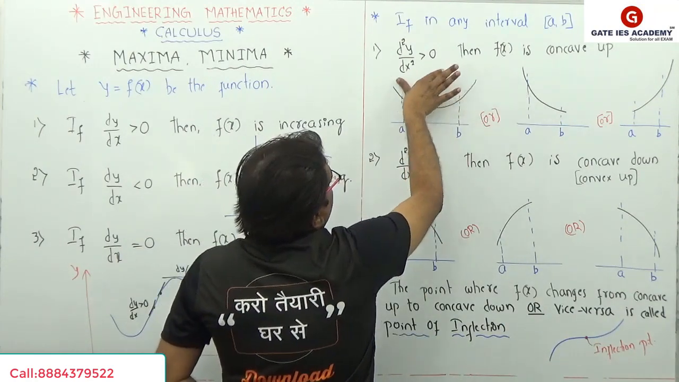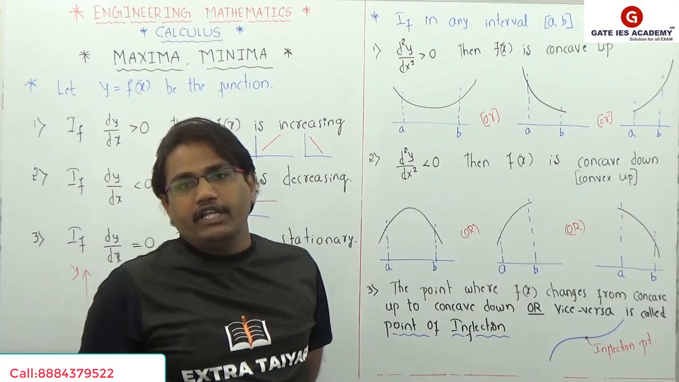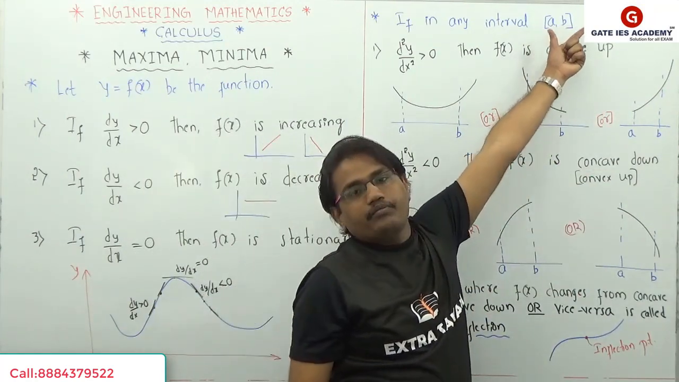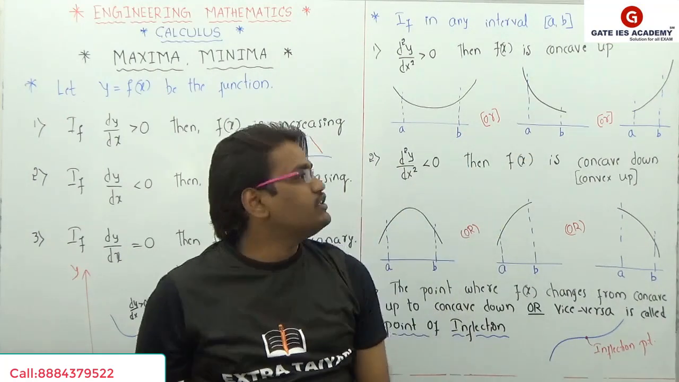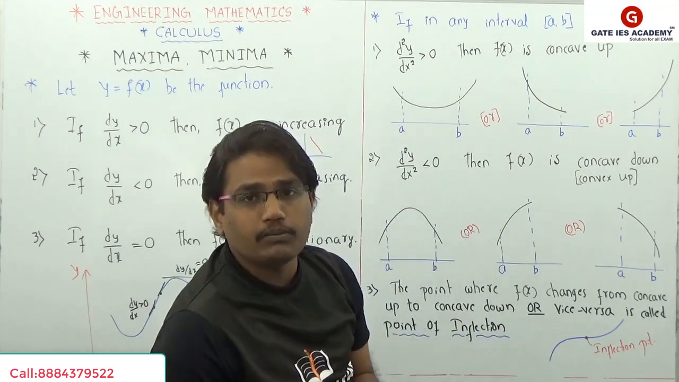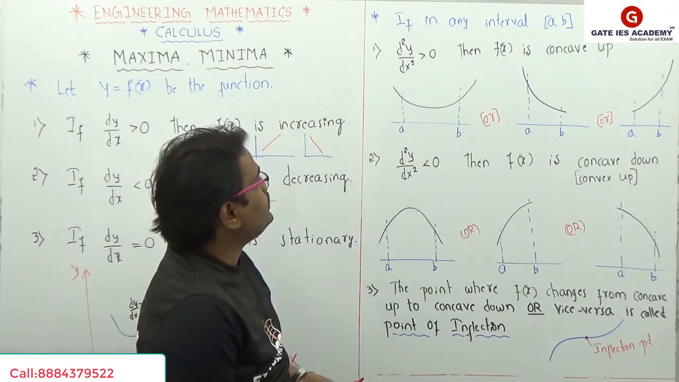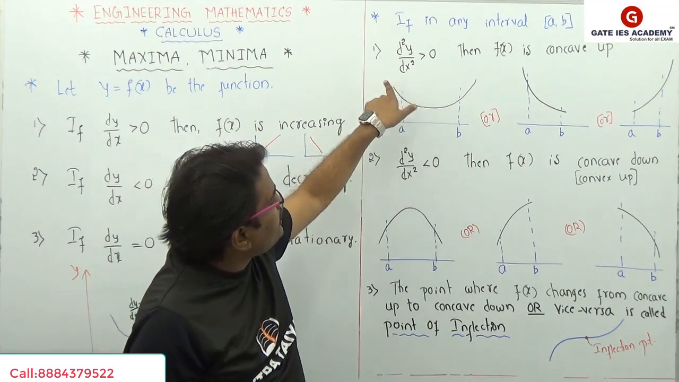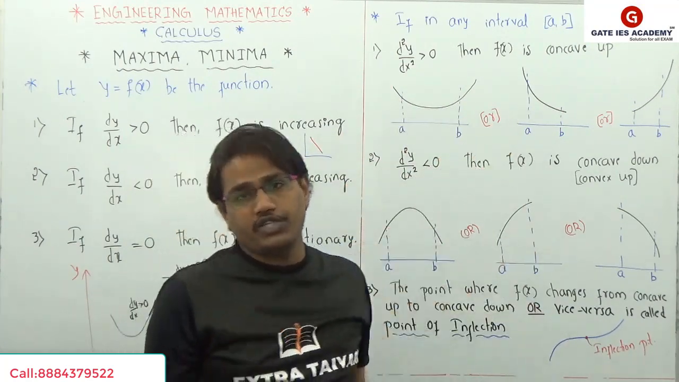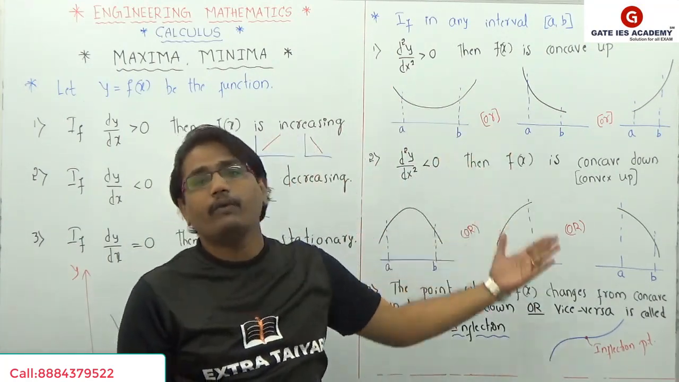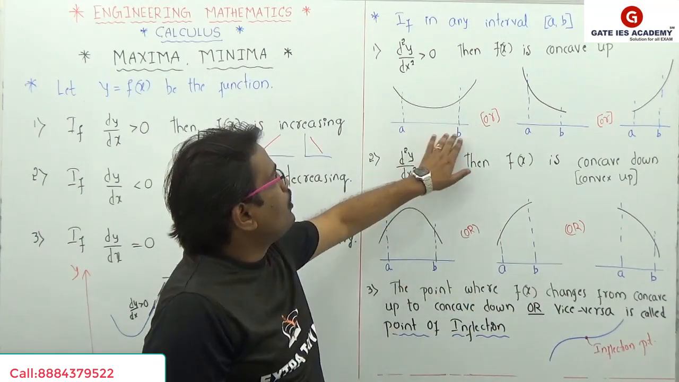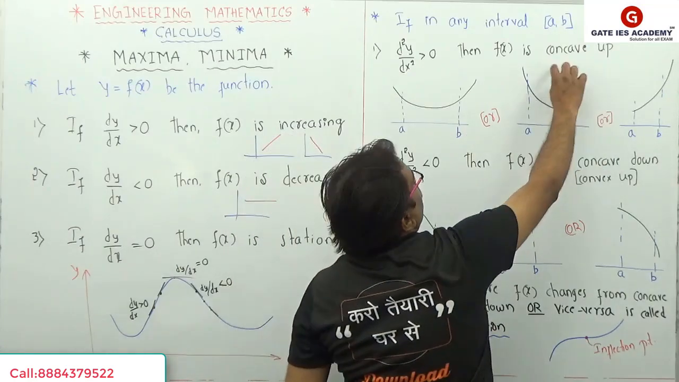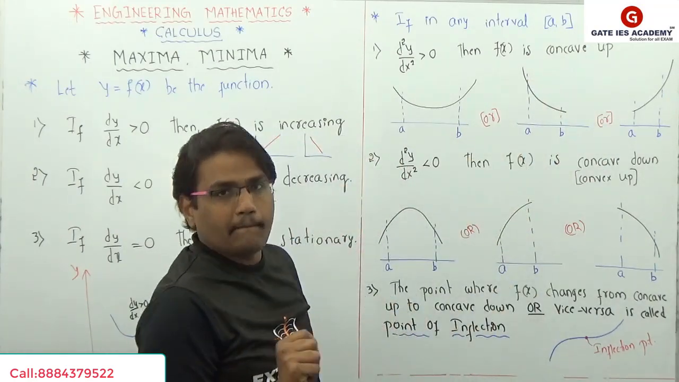So whenever d square y by dx square, the second derivative, is positive in this interval a comma b, then you can say that in that particular interval the curve shape is like this, the concave shape, or you can say concave upwards. Or it is like this. All are representations of the same curve, which is concave upwards, right?